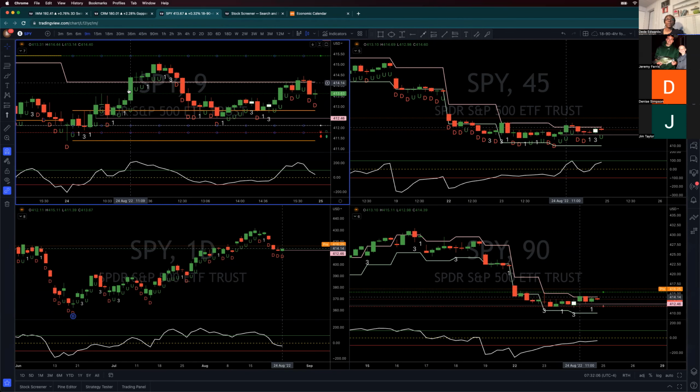90-minute flip right here. This is your 90 flip. Inside, you have another signal. You can get back in here. But we shouldn't be taking on a whole lot of risk on these trades. We get in right here off that inside bar. This is your 45 flip. You get in right here.